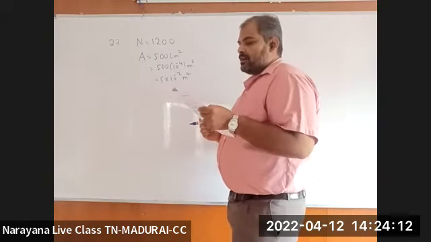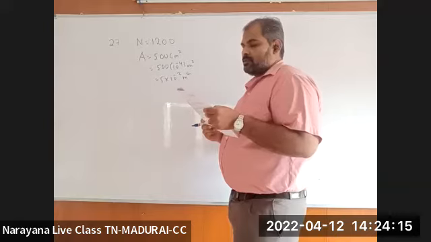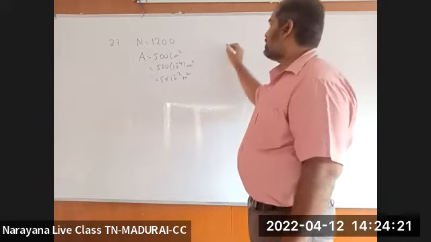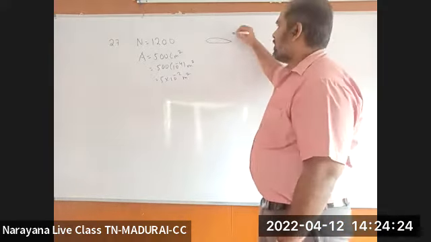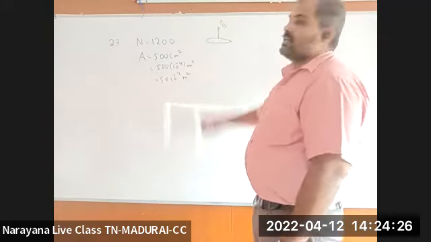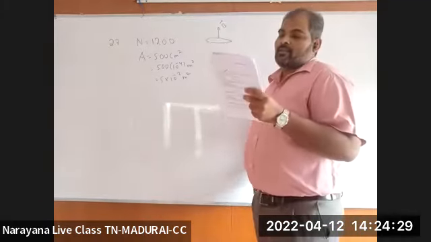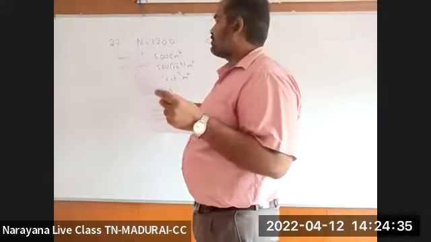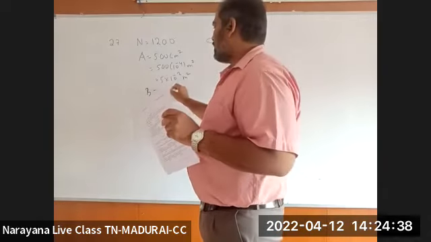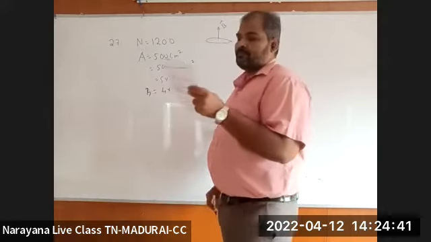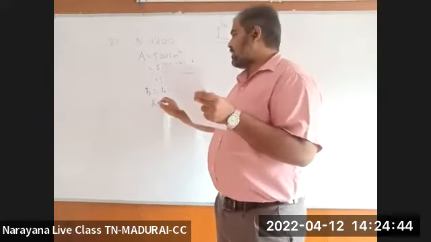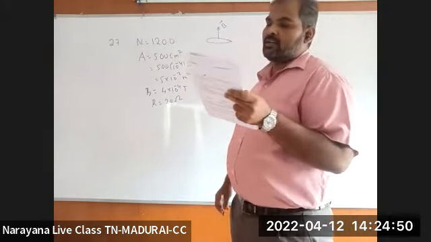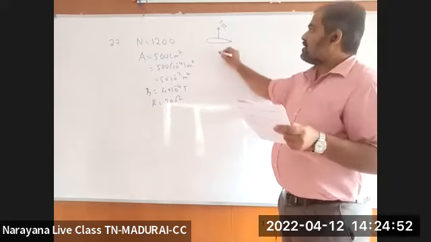And the coil is held perpendicular to the magnetic field, meaning it is oriented like this. Okay. And what magnetic field is given? 4 into 10 raised to minus 4 Tesla. And the resistance is also given, how many ohms? 20 ohm. When the coil is rotated by how many degrees? 180 degrees.